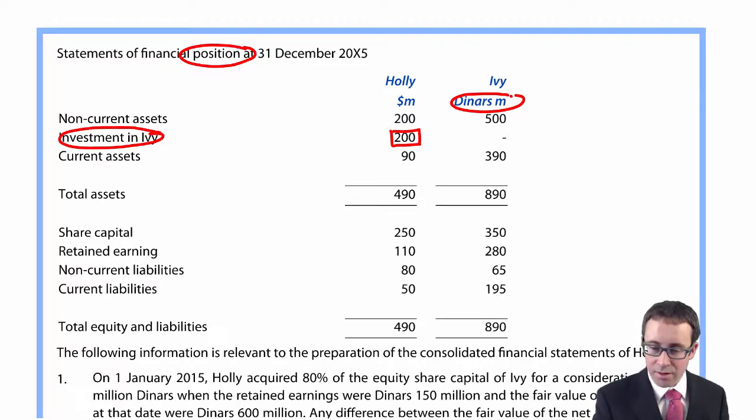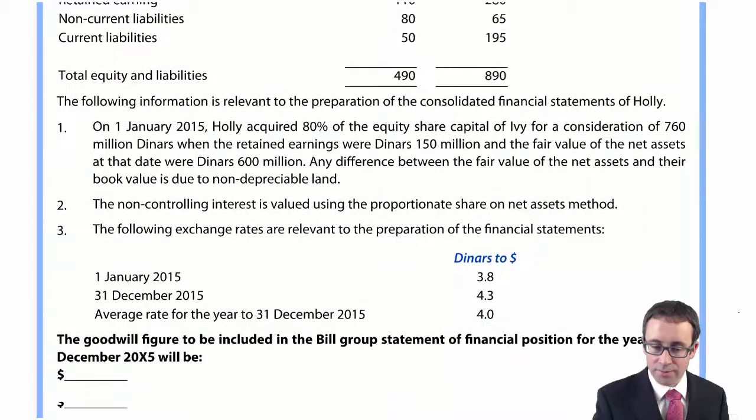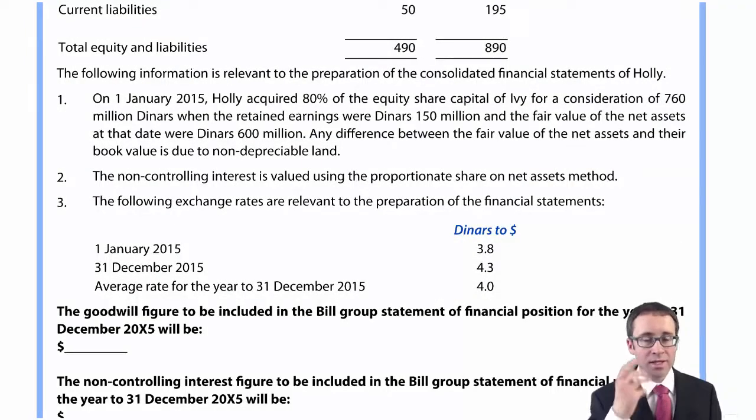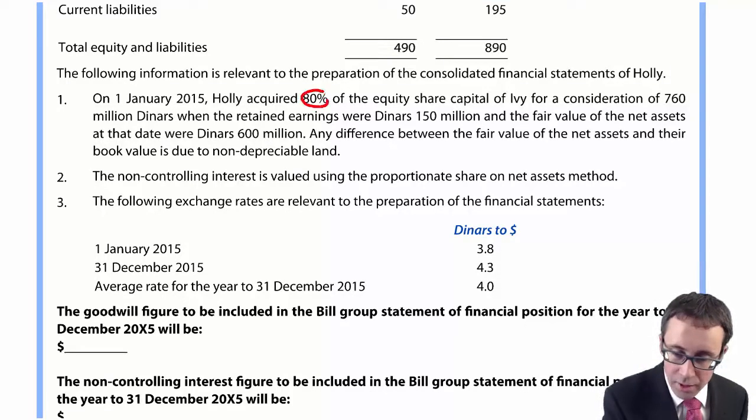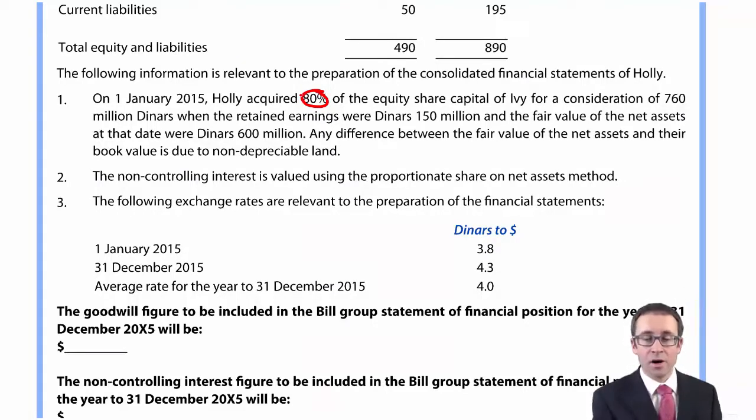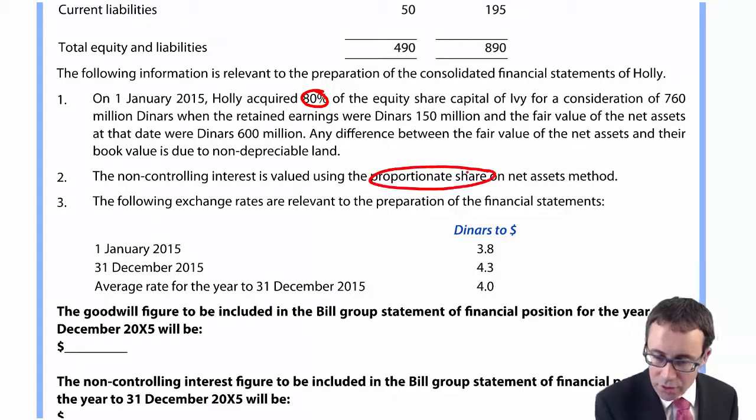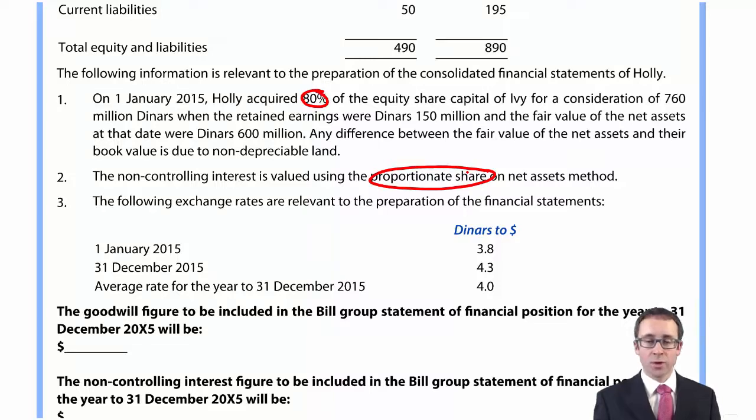You've got plenty of information there with regard to the additional information. So in part one, it tells you a little bit about the situation with regards to the parent and sub. So Holly acquired 80% of Ivy. So Holly's the parent, Ivy is the sub. It gives us a bit more information about what we'll use to feed into our net assets working. NCI is based on your proportionate share of net assets, so your partial goodwill method, and then you have the exchange rates. The exchange rates there are 1st of January, 31st of December, and the average rate, which I suppose we'd use for the statement of profit or loss.